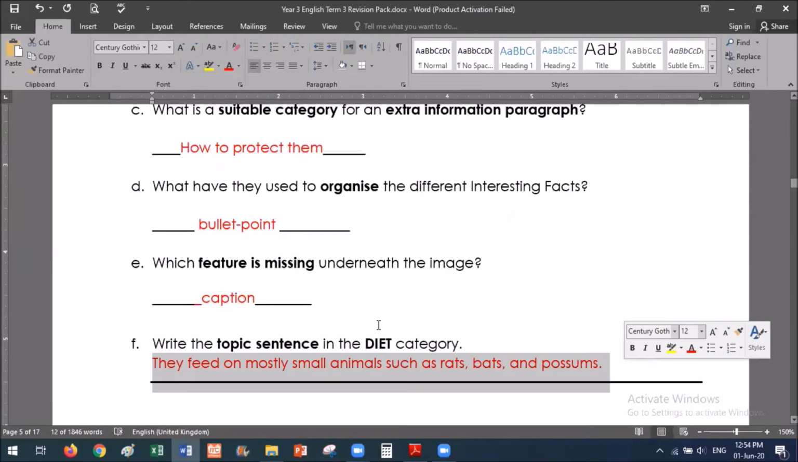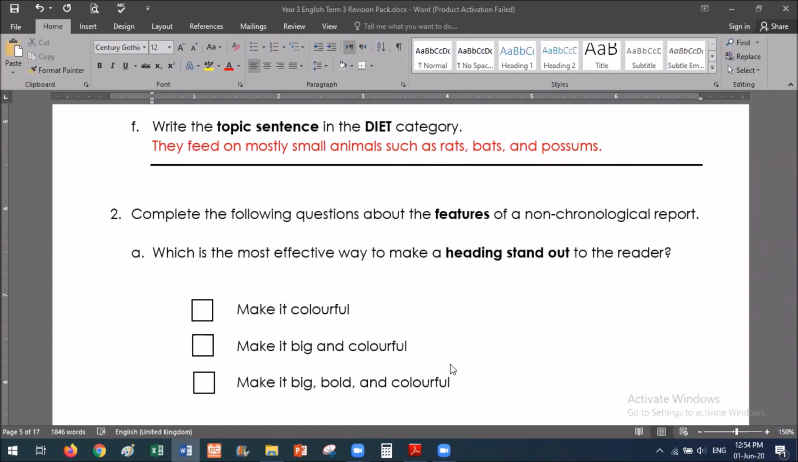Summer, would you like to answer? Yeah. Okay, excellent. Summer, would you like to answer this question? Can I read it? Yes. Okay, please. Summer, I'll read it for you. Now, what we need to do is complete the following questions about the features of a non-chronological report. Now, which is the most effective? Effective means the best way. The best way to make the heading stand out.